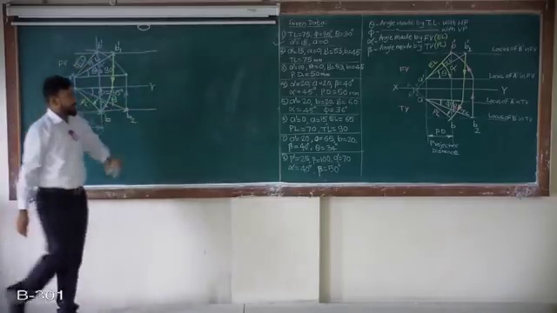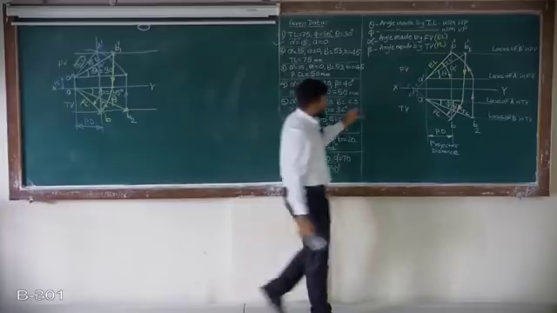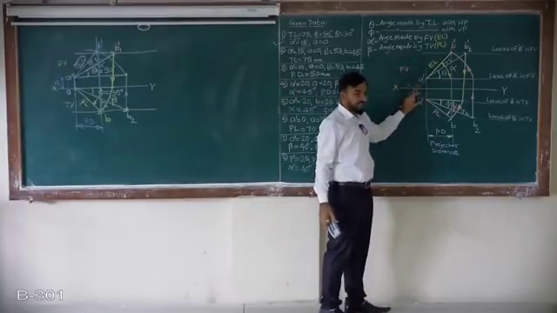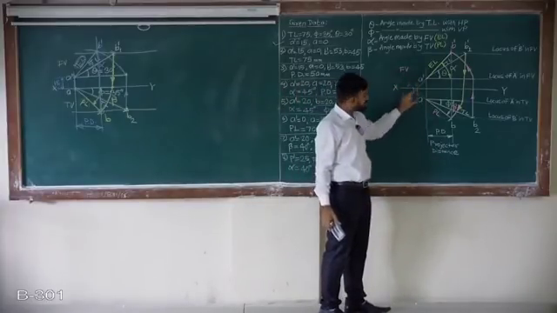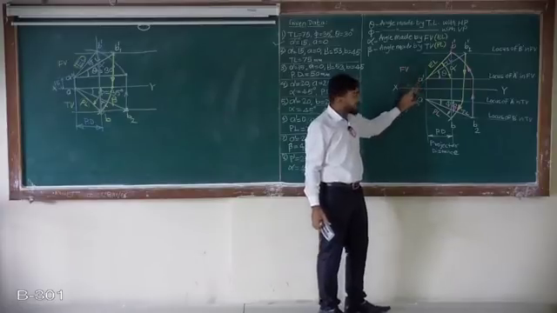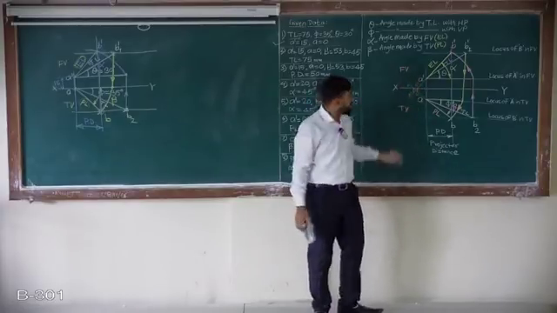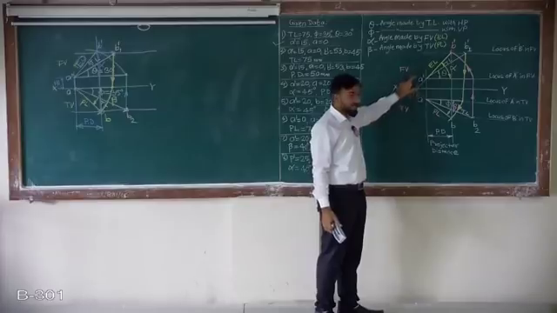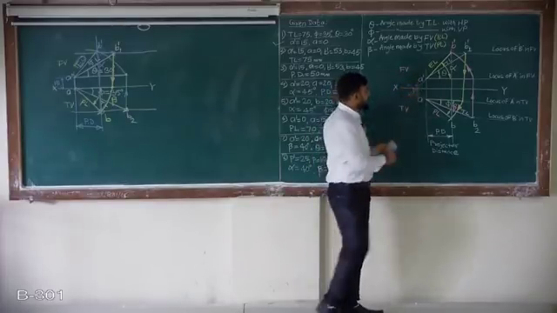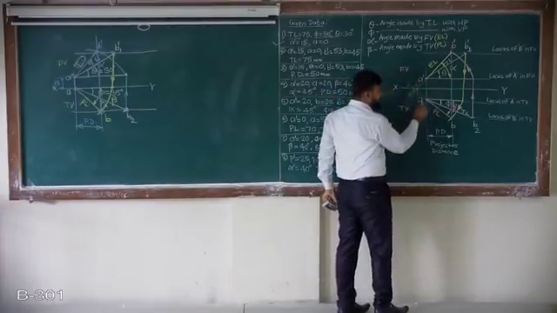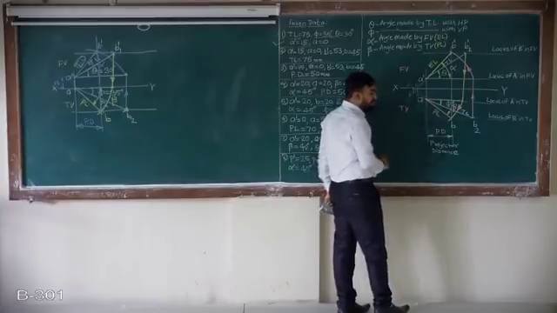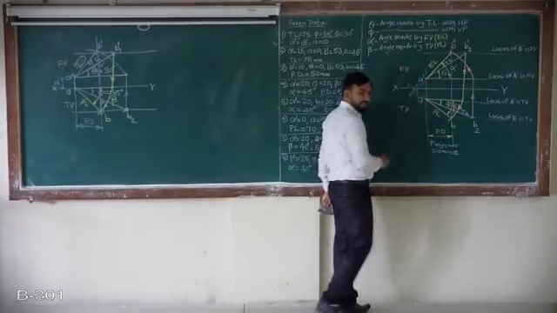Same problem I have drawn here. A dash and A. This is a generalized problem sentence. A is above HP and A is in front of VP. So let's say 10, 20 mm, or randomly I have taken the values. So A dash is above HP, point A is in front of VP. So I have located A dash and A.